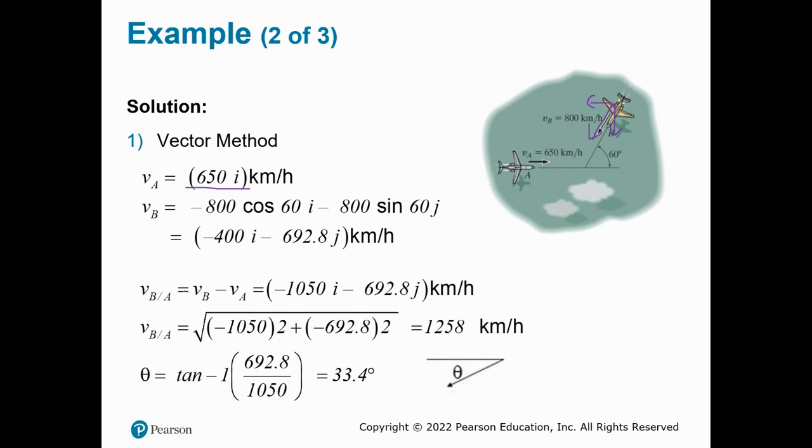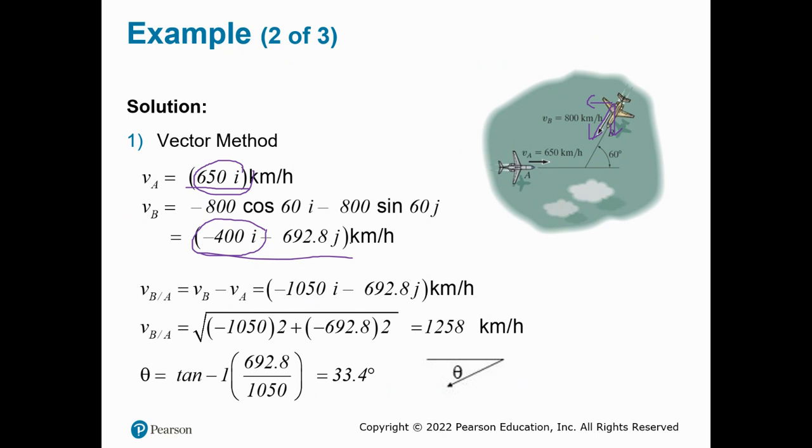Now, to find the relative velocity of B with respect to A, velocity B slash A, that's going to be VB minus VA. We're putting them together, right? But we are putting the I components together. So I have VB minus VA. There's my I component of the VB. There's my I component of the VA. Put that together, you have negative 400 minus 650. That gives me minus 1050.